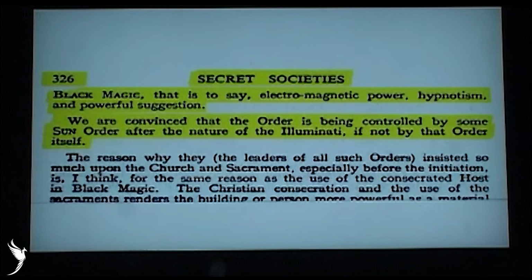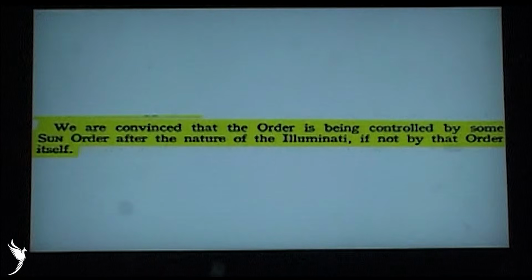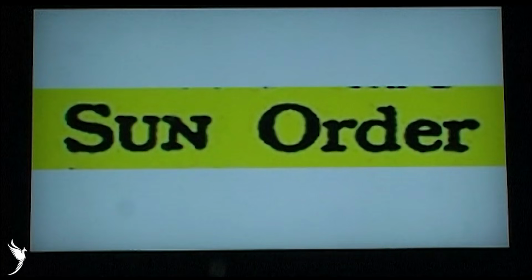So this is the object of my presentation. I want to look at this thing called a sun order, which is after the nature of the Illuminati, if not that order itself. A sun order, a very ancient concept that can be traced all the way back into the beginnings of mankind. There have always been sun orders. But the important part is, how do these sun orders today manipulate world events?